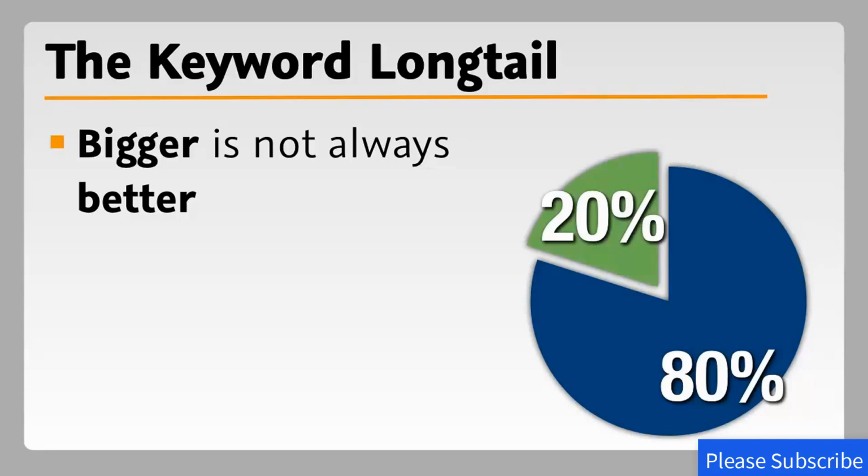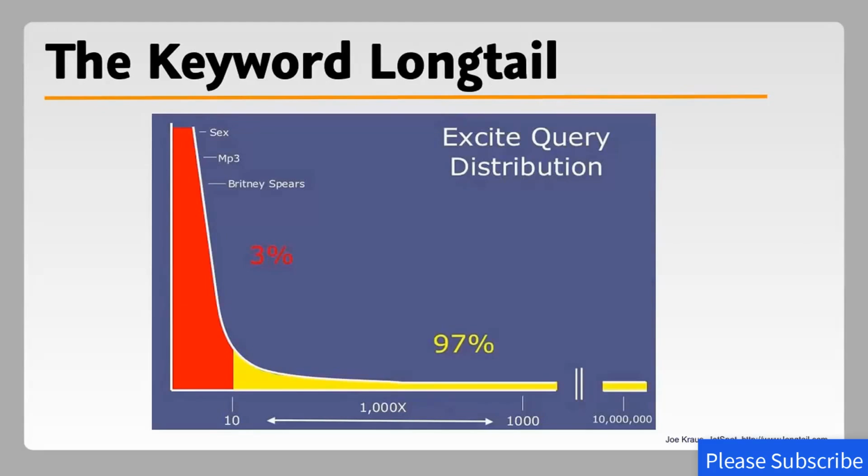Here's a different way of looking at it. Joe Kraus, who used to work at Excite.com, which was a search engine back in the 90s, noticed that their top 10 search terms were pretty much the same, and they were monstrously larger than every other search term they received. Of course, at the top, back in the 90s, and there's not too much difference today, the top 3 terms being searched on were sex, MP3s, and Britney Spears.